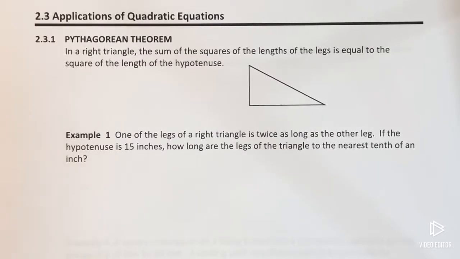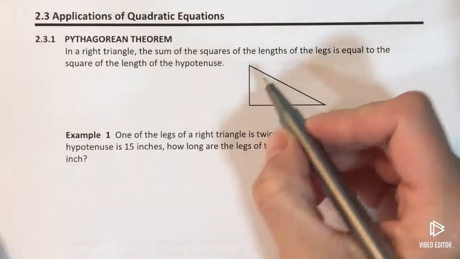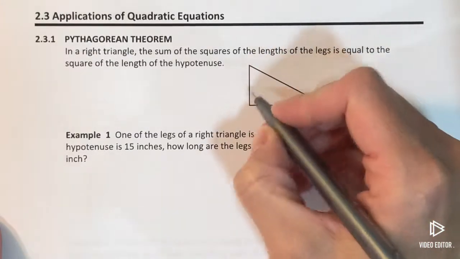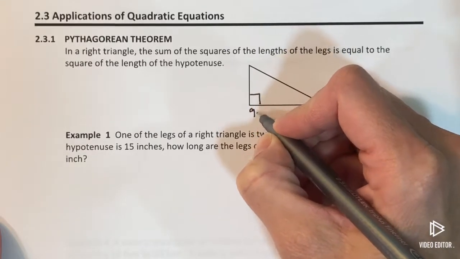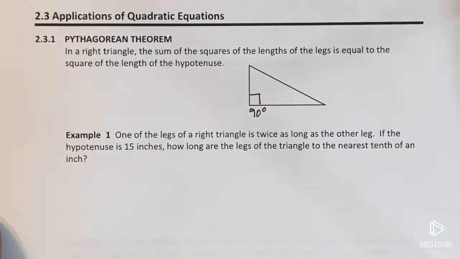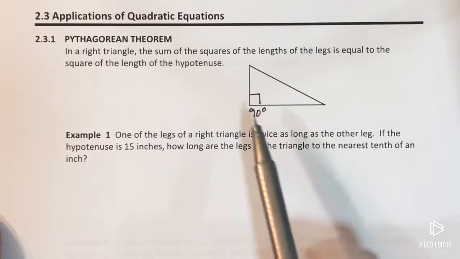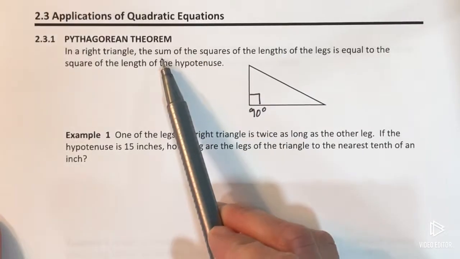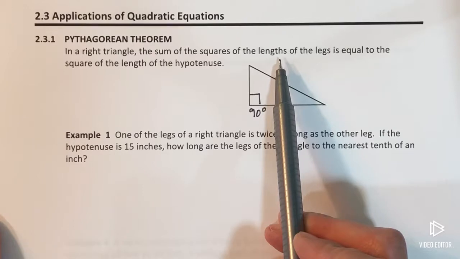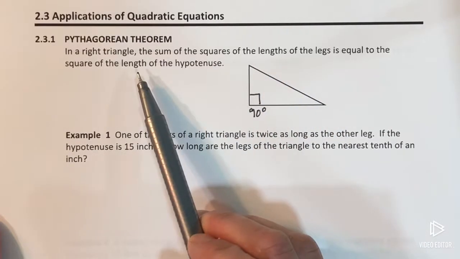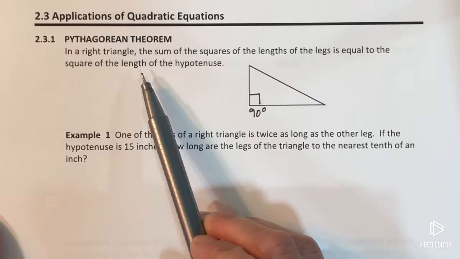What the Pythagorean theorem says is if you have a right triangle, and I've drawn you a right triangle right here, it's a right triangle if you have a 90-degree angle. So two sides come together to form 90 degrees. The Pythagorean theorem says this: the sum of the squares of the lengths of the legs is equal to the square of the length of the hypotenuse.